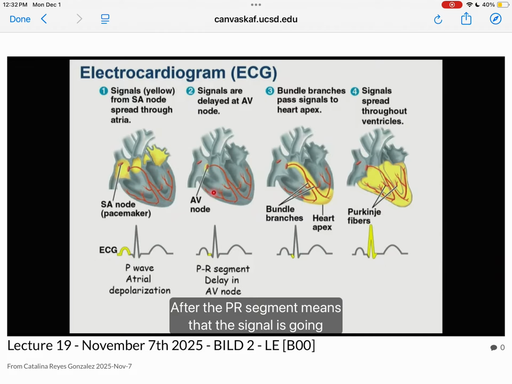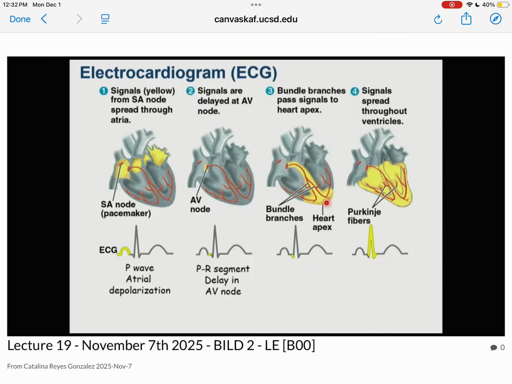After the PR segment, the signal, once it manages to get out of the AV node, moves onto the bundle of His. And the bundle of His is going to move, remember it's big cells, so they're going to conduct that signal very quickly to the bottom of the heart. We call that the apex of the heart. The bottom of the heart is called the apex. So it moves that signal, that action potential, very quickly down here.